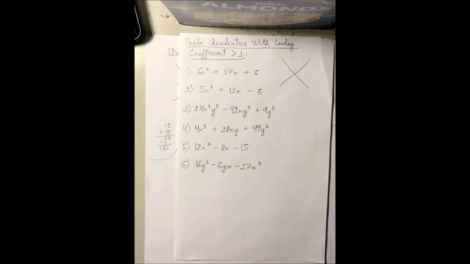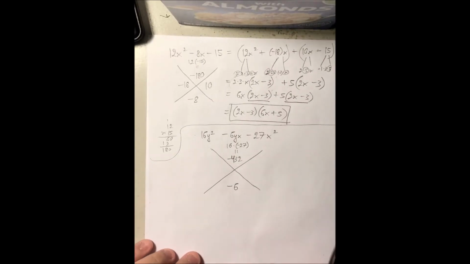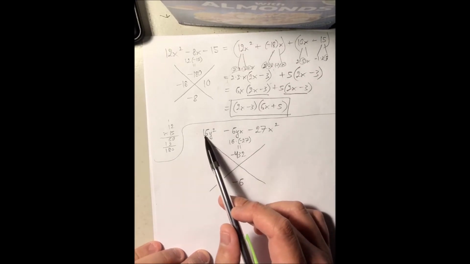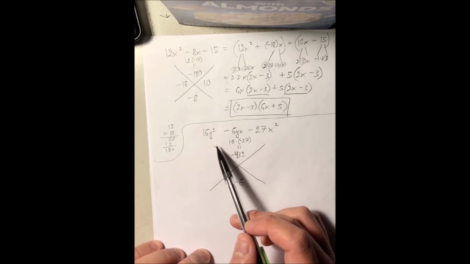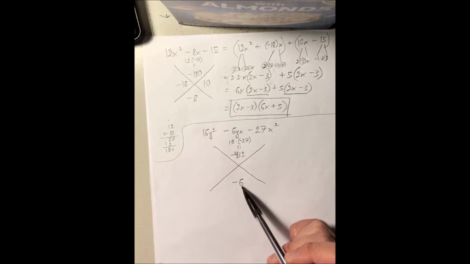Okay, last example, example number 6. We got 16y squared minus 6yx minus 27x squared. So I did a little bit of the work beforehand already, so same setup. Set up the x, multiply the first and last coefficient. Turns out to be negative 432, and drop the second coefficient down.